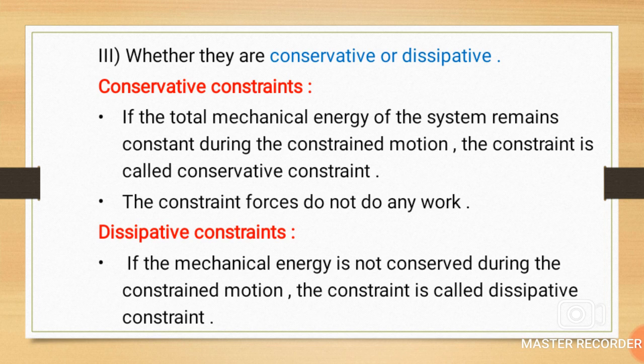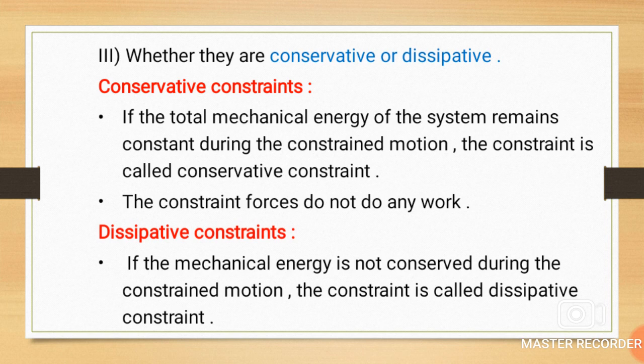Now the third criterion is whether they are conservative or dissipative constraints, depending on whether the mechanical energy in the system is conserved or not conserved. There are two types of constraint, that is conservative or dissipative, or non-conservative. The first type is the conservative constraint. If the total mechanical energy of the system remains constant during the constrained motion, the constraint is called a conservative constraint.